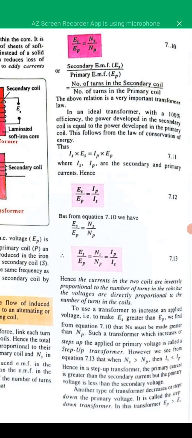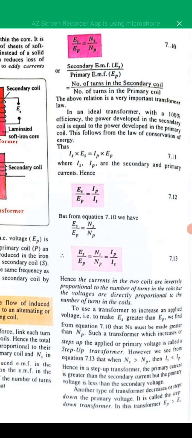So if the voltage in the secondary coil is high, that means the current in the secondary coil will be low. And if the voltage in the primary coil is high, it means that the current in the primary coil will be low. Let's look at the statement. Hence, the current in the two coils are inversely proportional to the number of turns in the coil, which also are inversely proportional to the voltages. Only the number of turns in the coil are directly proportional to the voltages, which is in equation 7.10. But in equation 7.12, it is showing an inverse relationship.